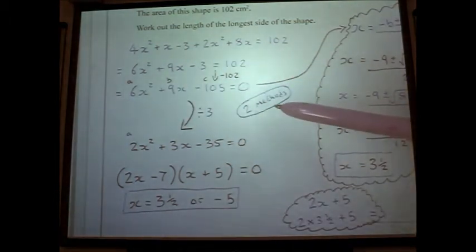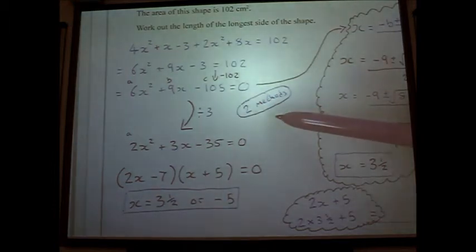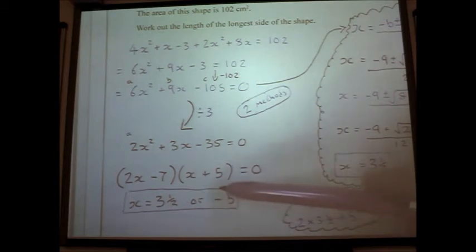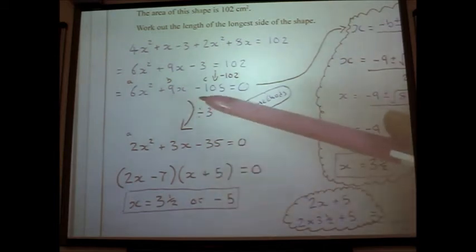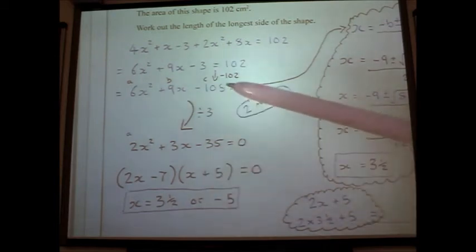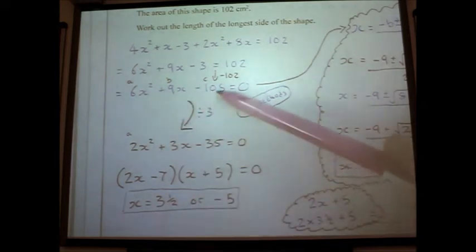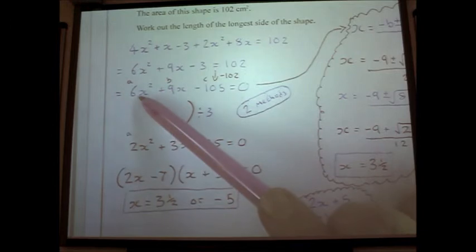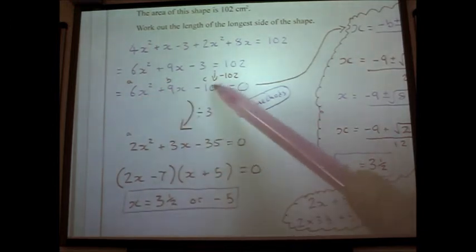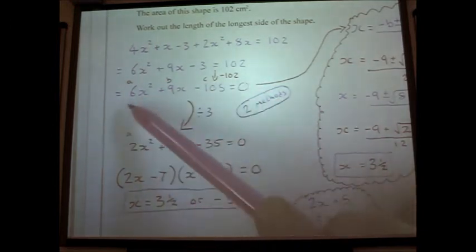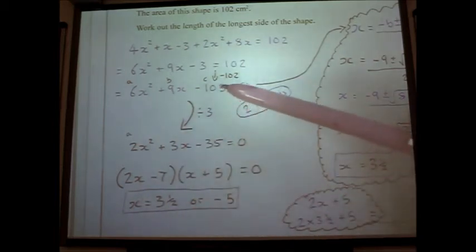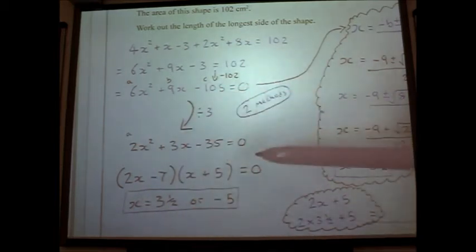Now there's two methods here. I was talking about this method. This method's quicker, but it's probably a bit harder. You might be able to notice that everything in this is a multiple of 3. So what we can do is what we call divide through by 3. So I'm going to divide that by 3, that by 3, that by 3, and that by 3. So 6 divided by 3 is 2, 9 divided by 3 is 3, and 105 divided by 3 is 35, 0 divided by 3 is still 0.